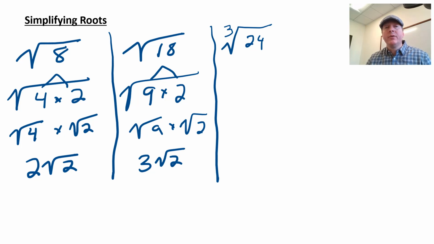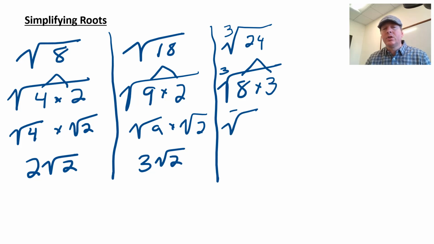Well, you asked, does 24 have any factors? Is it divisible by anything that is itself a perfect cube? And the answer is yes. 24 is divisible by 8. 8 is a perfect cube. 24 is 8 times 3. So the cube root of 24 is the same thing as the cube root of 8 times 3.